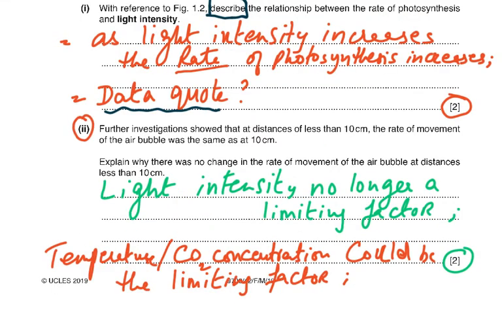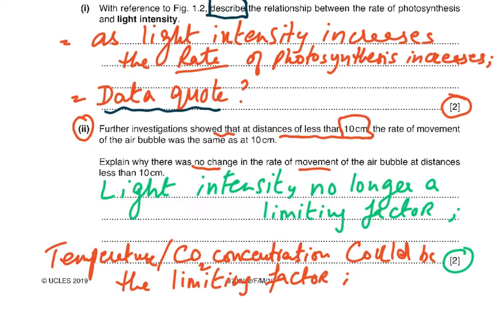The next part says further investigation showed that at distances of less than 10 centimeter, when you move the lamp, you would change the light intensity. So if you moved it even closer than 10 centimeter, the rate of movement of the air bubble was the same as at 10 centimeter. Now explain why there was no change in the rate of movement of the air bubble at distance less than 10 centimeter. Light intensity is no longer a limiting factor. So even though you were increasing the light intensity, that was not having any effect because it was no longer a limiting factor.